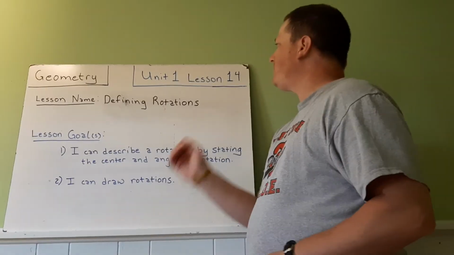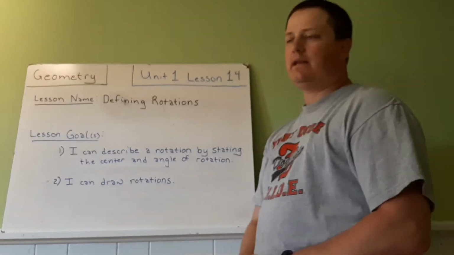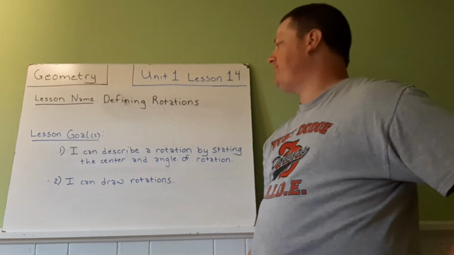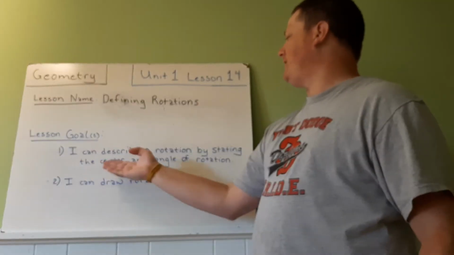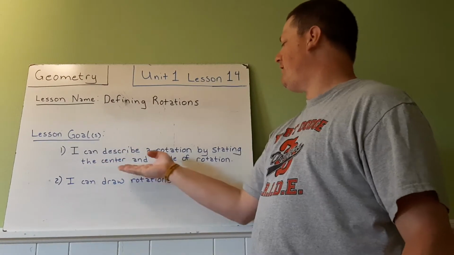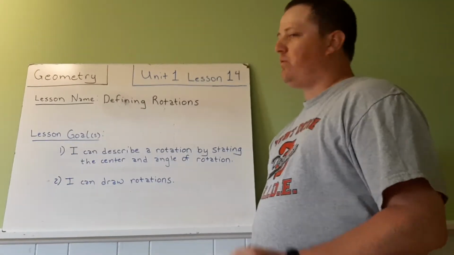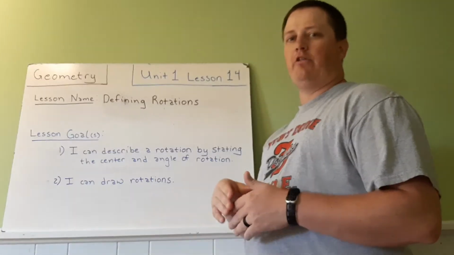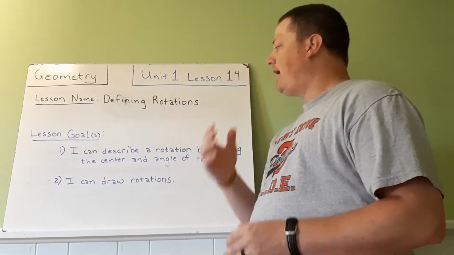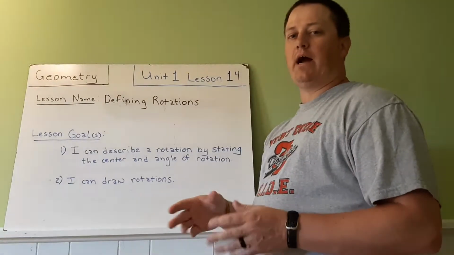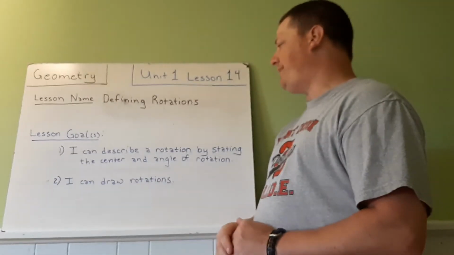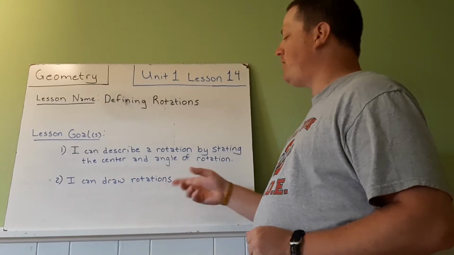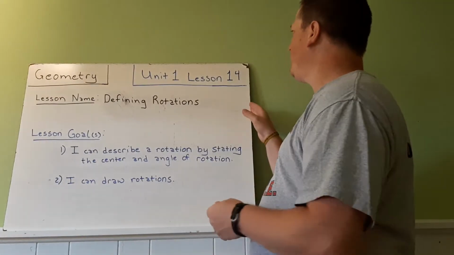All right, geometry students, we're back for Unit 1, Lesson 14, which is where we are defining rotations. There are two goals for this lesson. First goal, I can describe a rotation by stating the center and angle of the rotation. So we're going to need a specific center to make a rotation, and we're going to need to know an angle that we rotate from that center. That angle can go multiple directions, so we're going to have to be specific with that. Our second is that I can draw rotations, so then we're going to actually do the drawing.